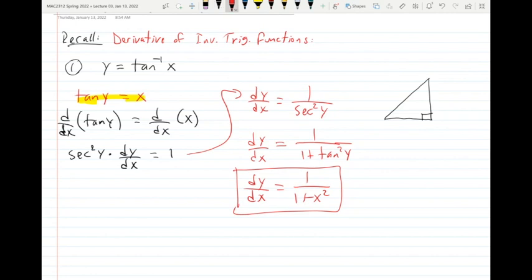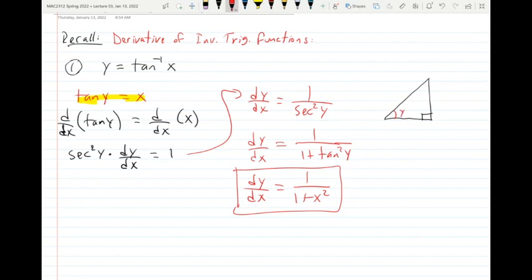Remember that here the range of inverse tangent is quadrant 1, quadrant 4. So it's from negative pi over 2 to pi over 2. That means y is either between 0 and 90 or the negative version of that. So it's okay to say that y is an angle in this triangle. Assume it's in quadrant 1, for example. All right, I'm going to put y here.